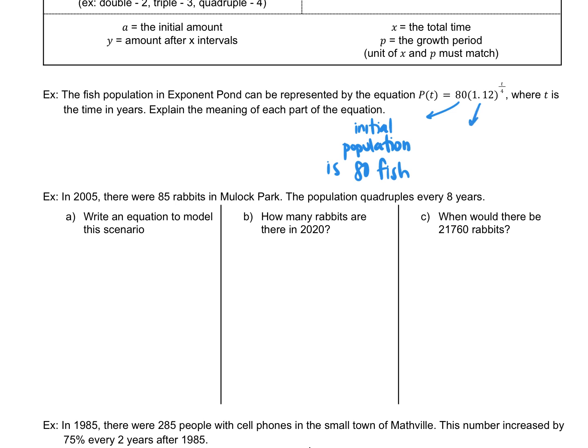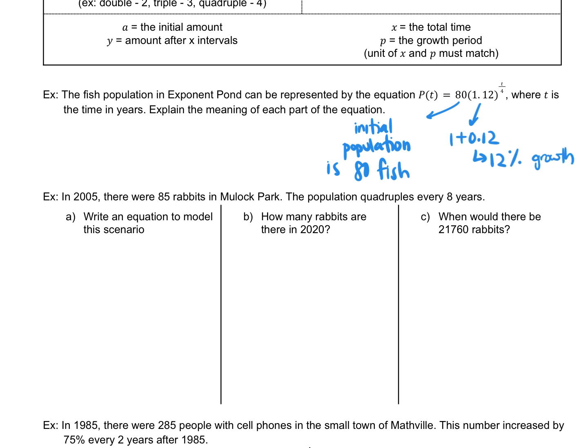I know this is growth because the base is greater than 1, and this is growth by a percentage because I see 1 point something. And it's 1 plus 0.12. That's where 1.12 comes from. And 0.12 is 12%. So we have 12% growth.